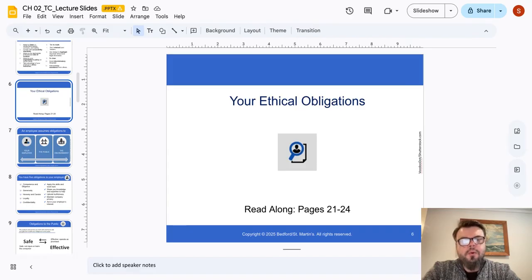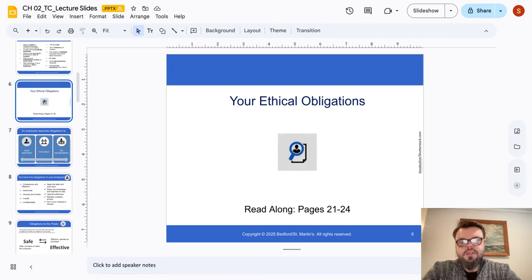What benefits an employer in the short term might harm the public. What protects profits might increase environmental damage. Understanding ethics in professional writing means recognizing that you're often balancing competing responsibilities and that ethical decision-making requires awareness, not just good intentions.